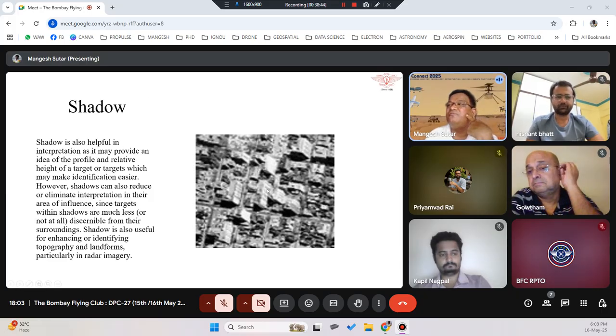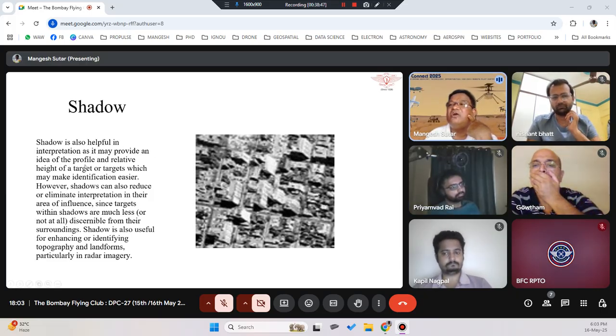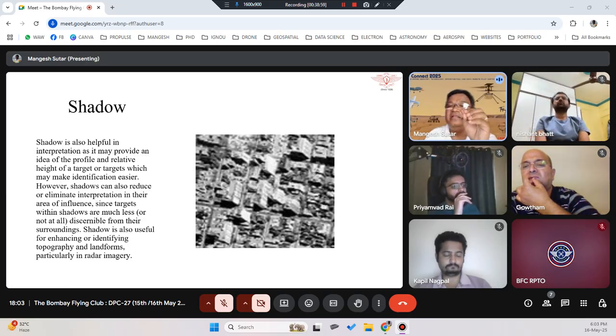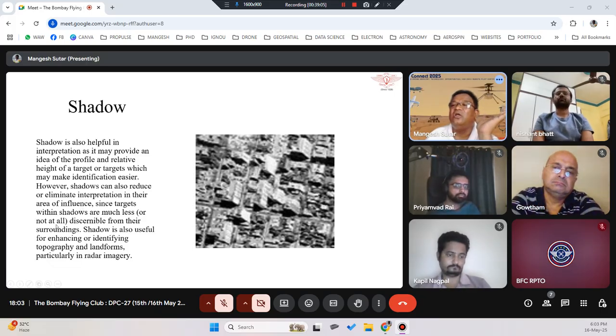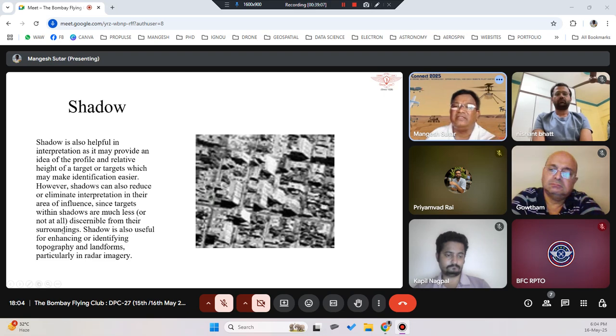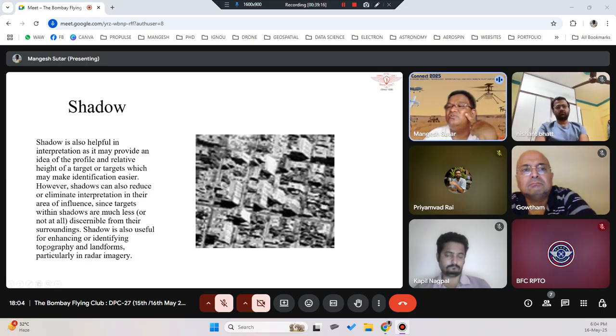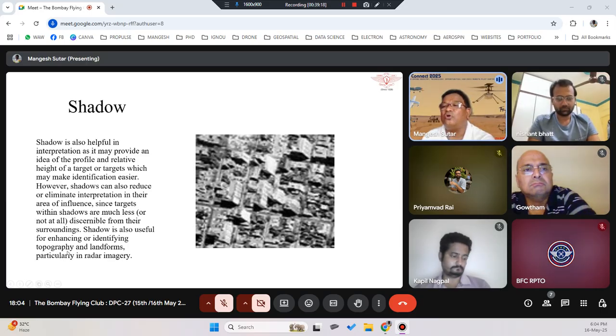Shadow is also helpful to interpret the profile or relative height of a target, which makes identification easier. However, sometimes even shadow can reduce or eliminate interpretation. So sometimes it is useful, sometimes it is a hindrance. In an area of interest, targets within the shadow are much less discernible, or not at all, from their surroundings. So depending upon what time and what location you are capturing the image, that matters the most. Shadow is also useful for enhancing or identifying topography or landforms, particularly in radar imagery.